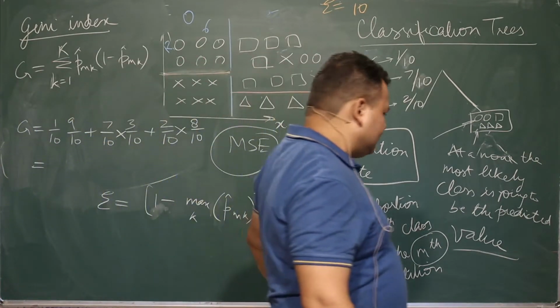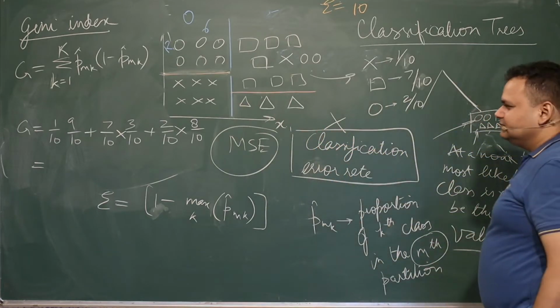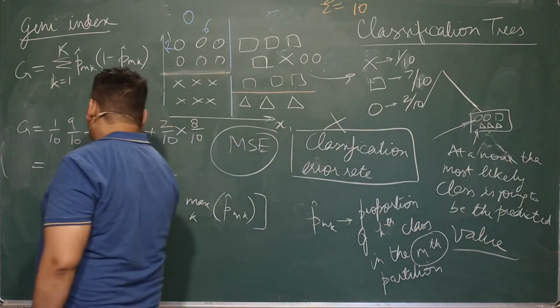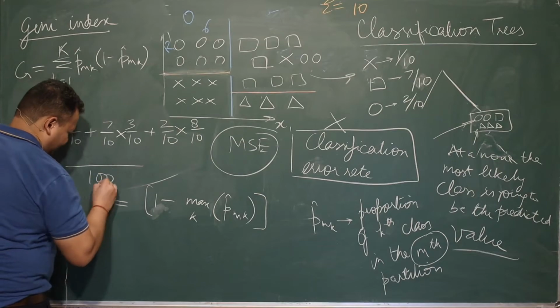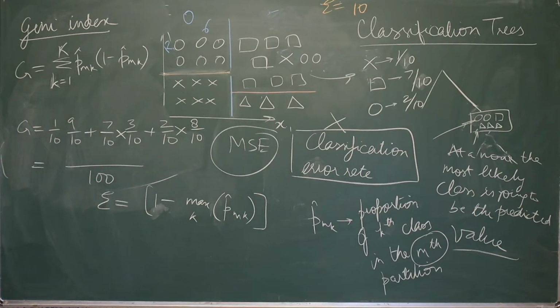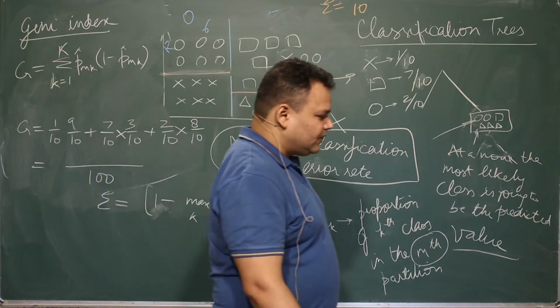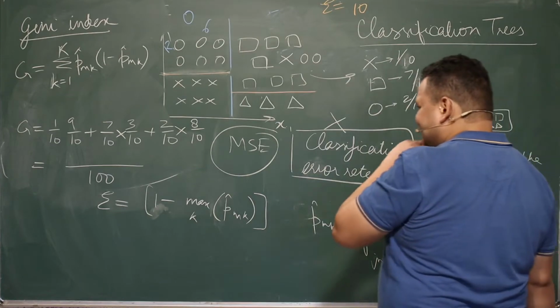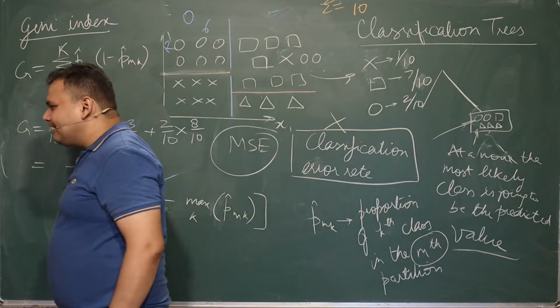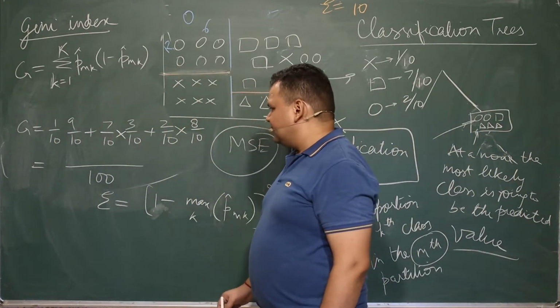और जीनी इंडेक्स की कैलकुलेशन क्या आई है? You have 100 in the denominator. What is the numerator going to be? 9 plus 16 plus 21. कितना आया? 46.